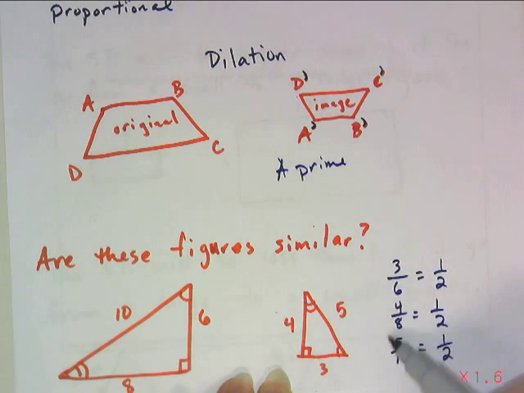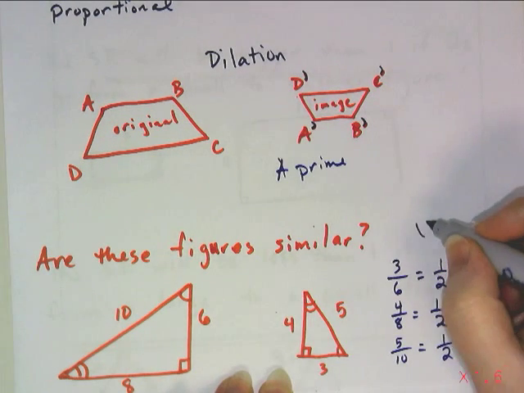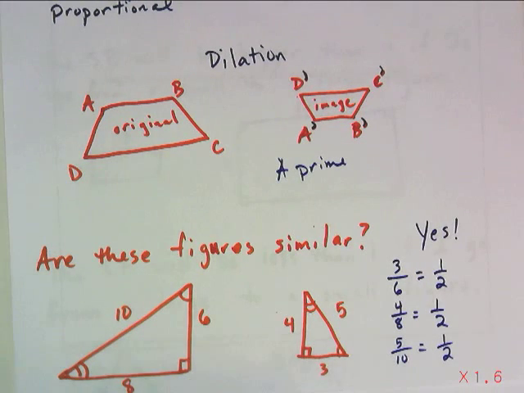I could take any of these two ratios of my side lengths and create a proportion, a comparison of two equal fractions from them. So are these figures similar? Yes, they are. Everything matches up.